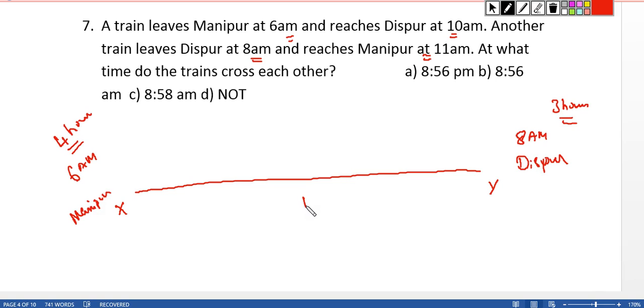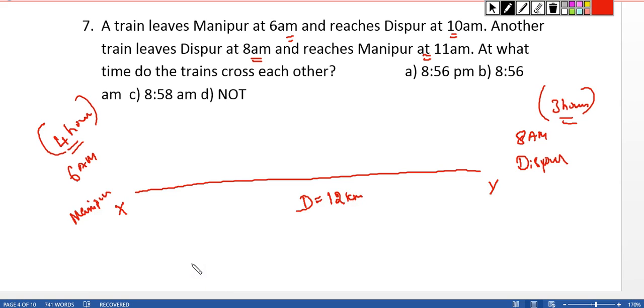So we do not know the distance between Manipur and Dispur, so we can actually assume a distance here. What I'm going to do is assume the distance, which is nothing but the LCM of 4 hours and 3 hours. We can assume any distance, but if we assume the LCM of 4 and 3, it's going to be somewhat easier for us. So I'm going to consider the distance between Manipur and Dispur to be 12 kilometers.